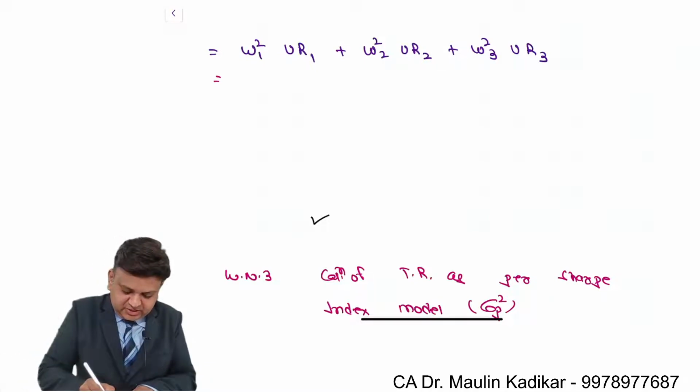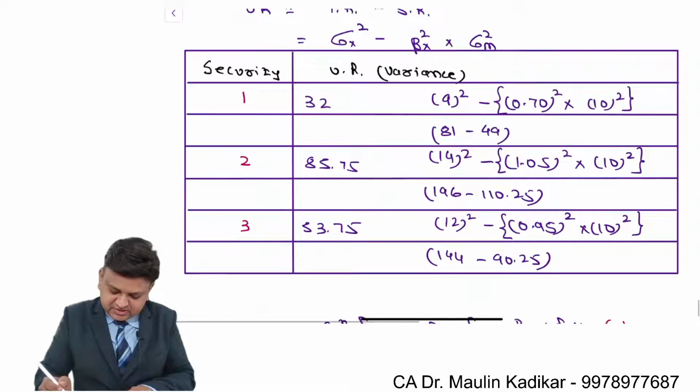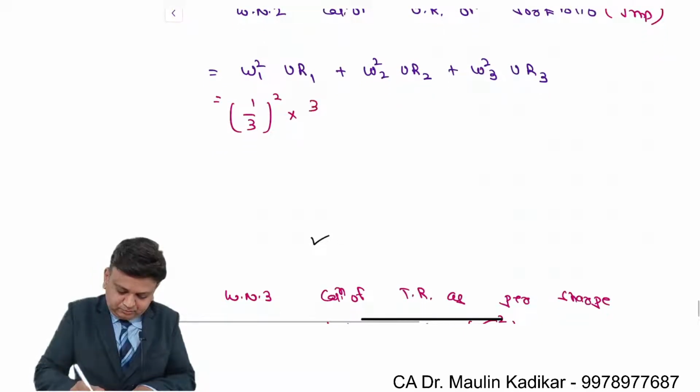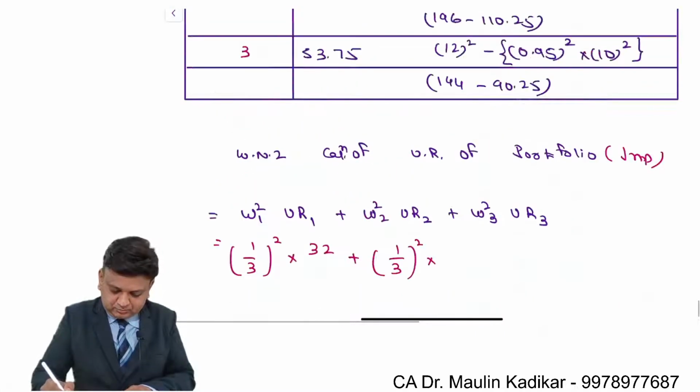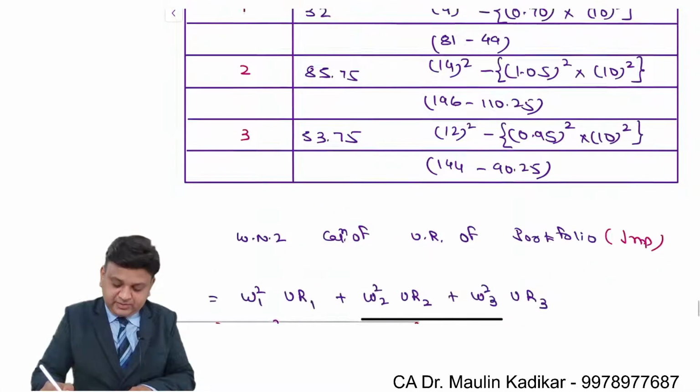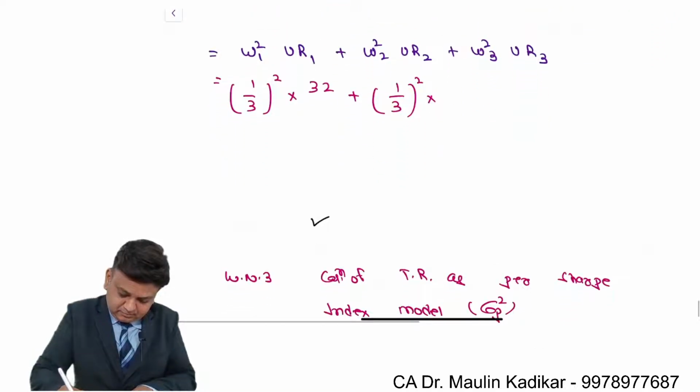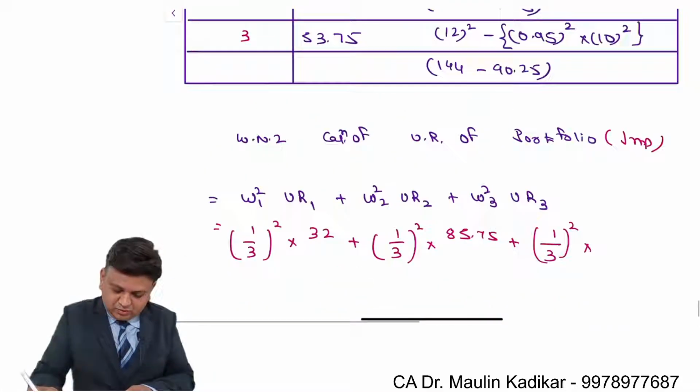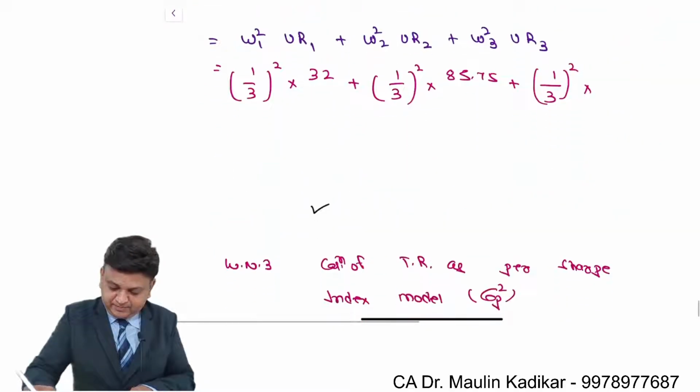Weight of first security is 1 by 3 raised to 2 into unsystematic risk, which is 32, plus 1 by 3 raised to 2 once again into 85.75, plus 1 by 3 raised to 2 into 53.75.